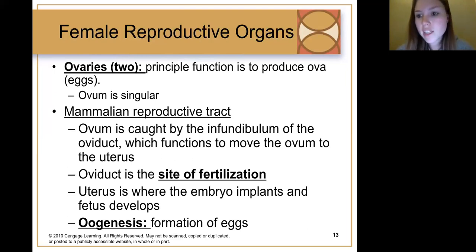The oviduct is actually the site of fertilization. That is where fertilization should occur. Of course, things don't always go as planned, and there are chances that the egg can be fertilized in other places. But that's the site where it typically happens, and that's where you want it to happen for a pregnancy to develop without any complications. That's a really important thing to know, and a good takeaway from this lecture is to at least know where the site of fertilization is.